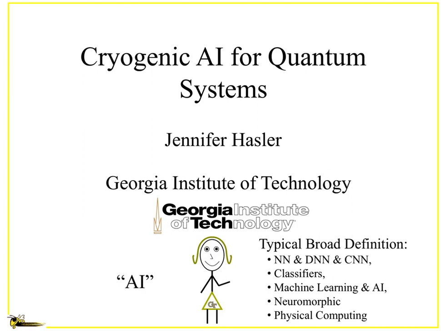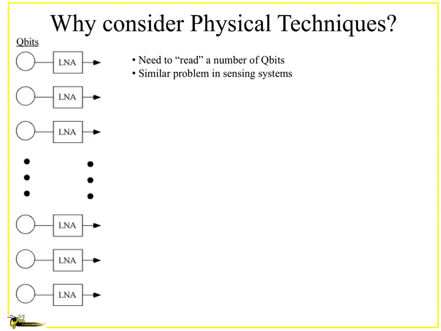Now, when I talk about AI, I want to talk about this in a broad definition. Having looked at this field for a long time, there are different times when AI means different things. So this will definitely include all of your neural networks, your deep neural networks, your classifiers, your machine learning, and what is classically AI, as well as neuromorphic and physical computing. And I'll often lump a lot of this into physical computing kinds of approaches.